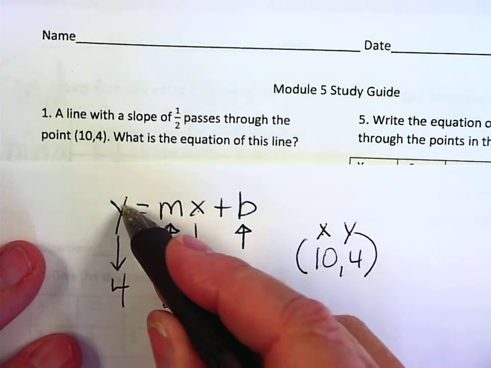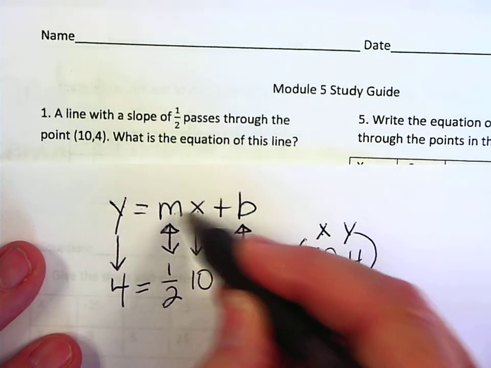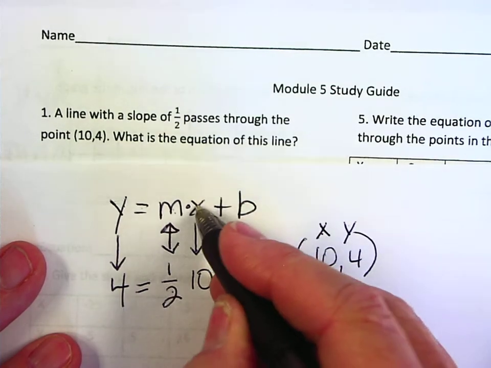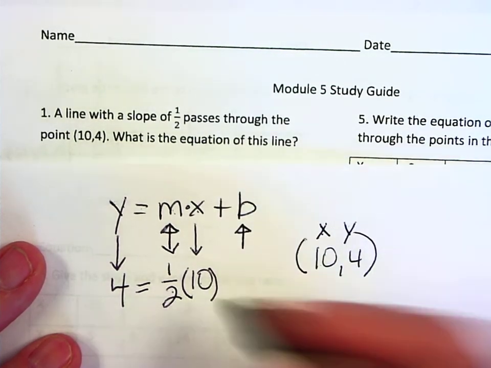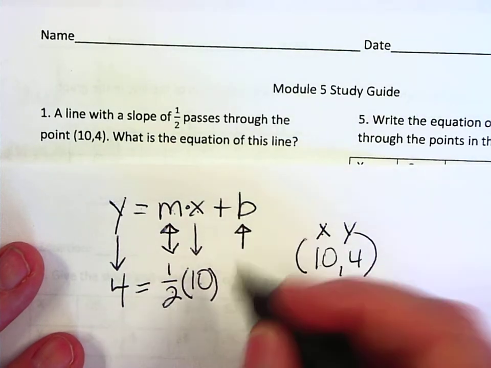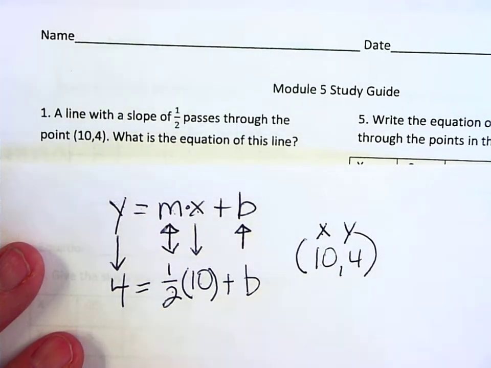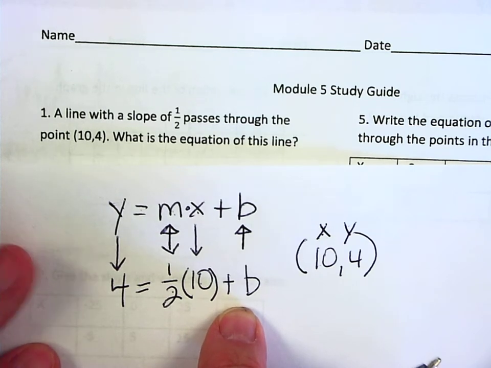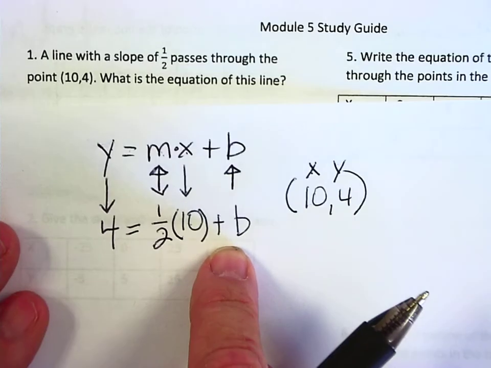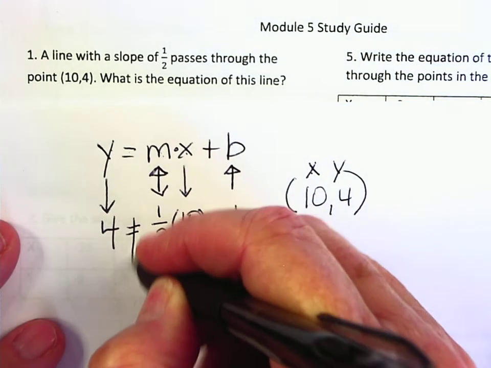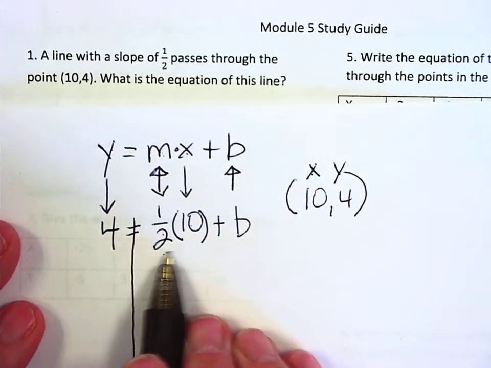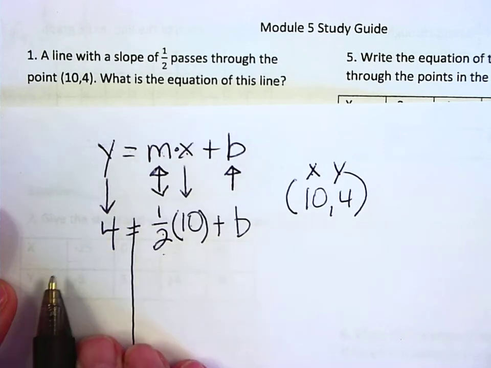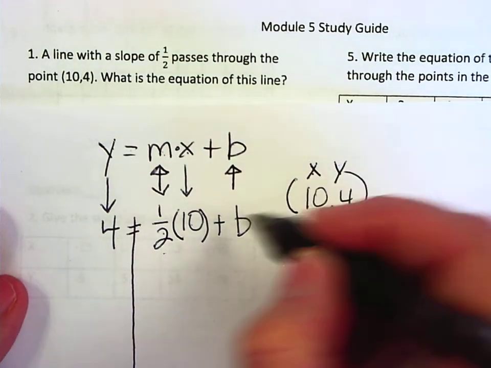So 4 = mx, and mx means m times x. So if my m is 1/2 and my x is 10, I'm going to multiply those together. I still don't know what b is, but the sweet thing about this equation is b is my only variable, and it's really easy to solve an equation that only has one variable. So I'm going to put a line here to remind myself that there's a balance. This is all equal to 4. Whatever I do to one side, I do to the other. So my goal is to get b alone.